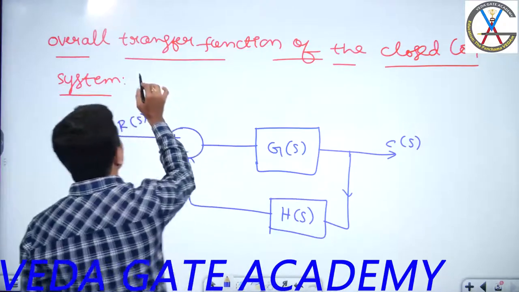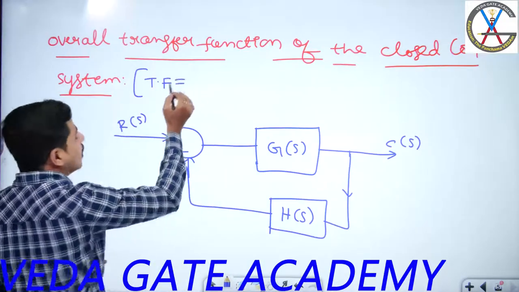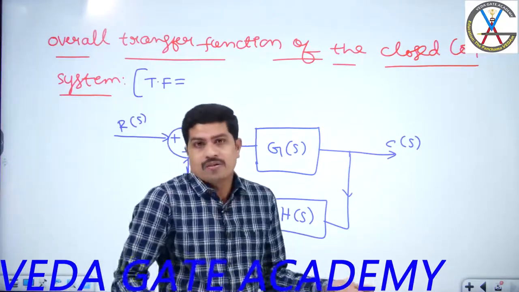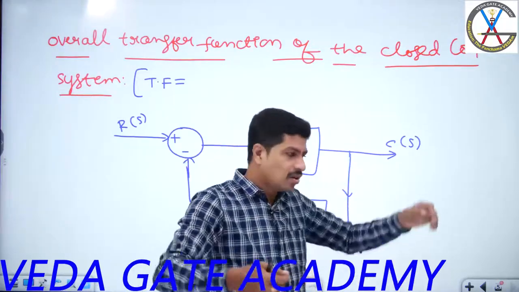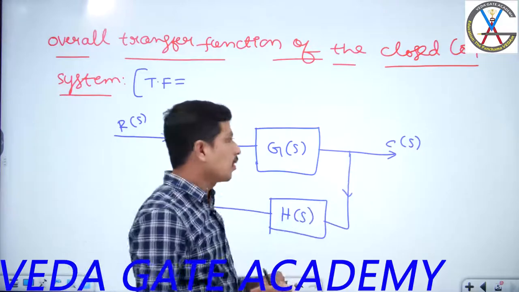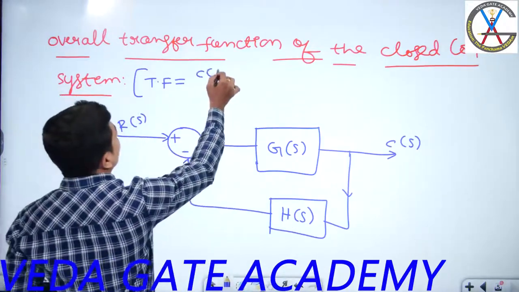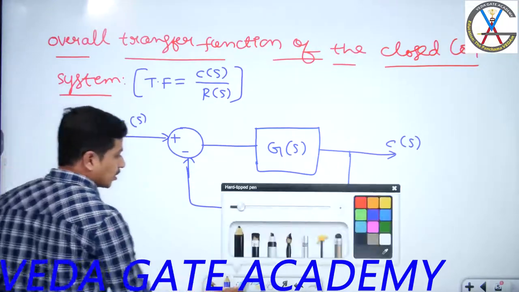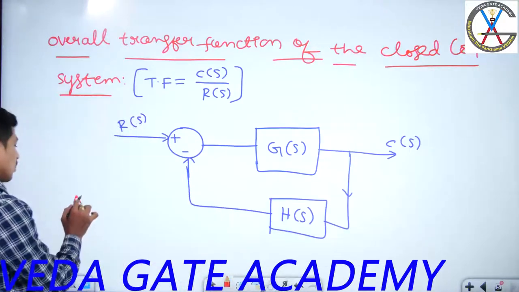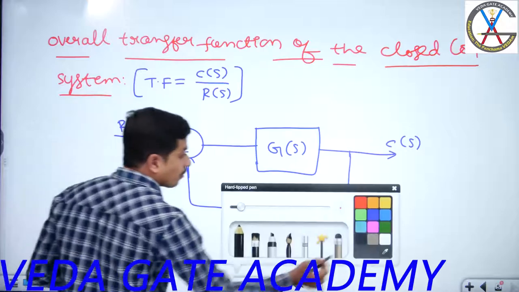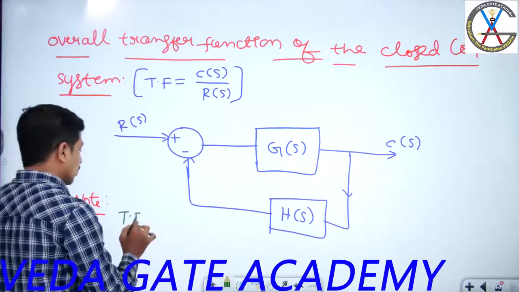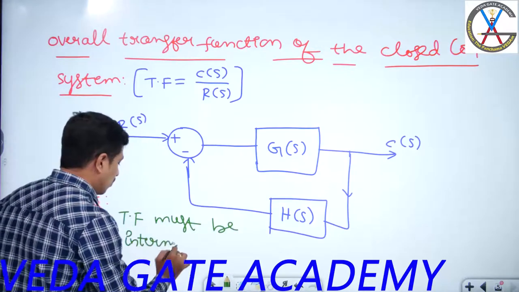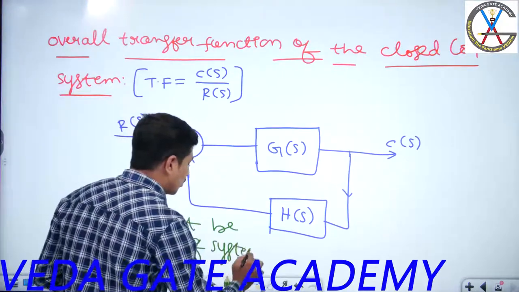What is the overall transfer function? Transfer function means, by default, overall transfer function. In examination, they will not mention overall transfer function like that. One system is given, and he's asking about the transfer function. You have to see the ultimate input and ultimate output. That is C of S by R of S. Now, one very important point I want to write here: transfer function must be in terms of system parameters or its functions.